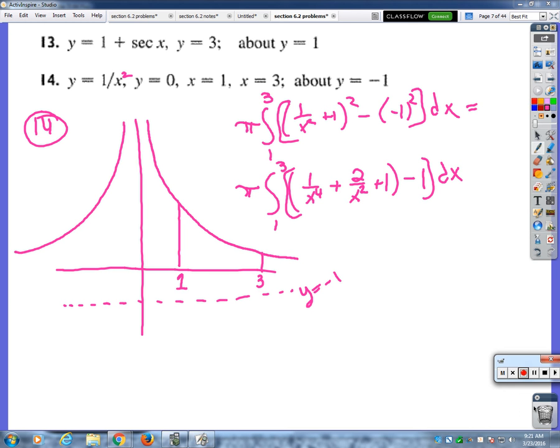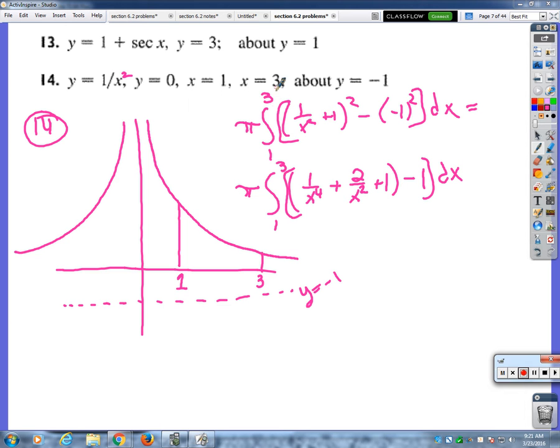Okay, hold on. We've got to recap for Colby. All right, so here's the graph, right? And so what we did is we knew it was going to be a circle, so we put a pi out there. We went from 1 to 3 because they told us to go from 1 to 3.